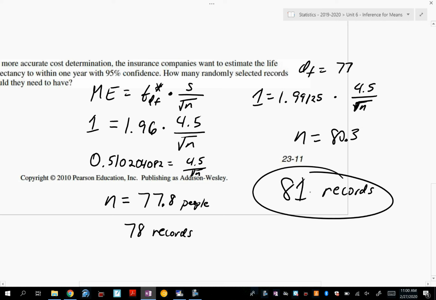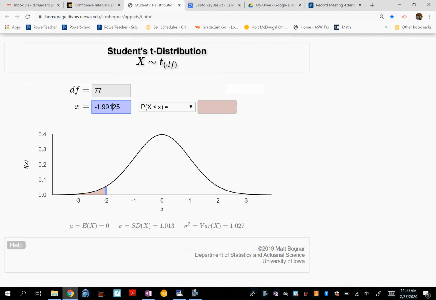That's 199 divided by 2.5? No, you mean, wait, what? That's 1.99 divided by? No, that's a 1. Is that 1.99125? That's what it is. Yeah, I got it from here. 1.99125, you see something?